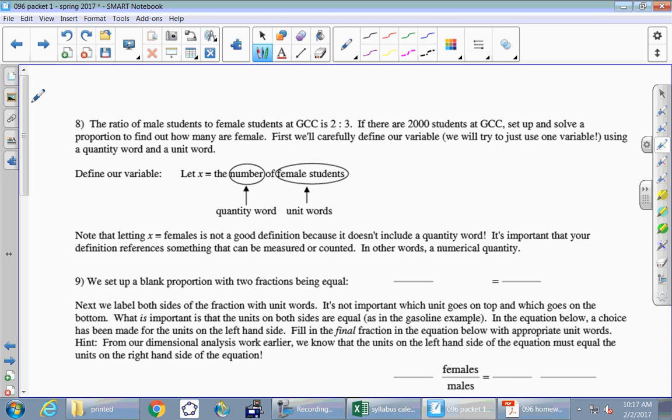And we will tackle this word problem together. It says the ratio of male students to female students at GCC is 2 to 3. And that's how we read that little colon, just the word "to." Ratio of male to female students at GCC is 2 to 3. If there are 2,000 students at GCC, set up and solve a proportion to find out how many are female. 2,000 students altogether, and we want to know how many are female.